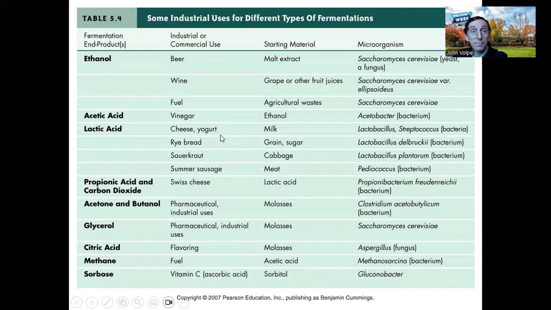Here's some table. You don't need to know it. The different types of fermentation reactions. The starting material, you don't need to know that. There's Swiss cheese production right there. And the bacterium, you don't need to know that. Just an interesting table, I guess. This is interesting, and that is you can use this one to make vitamin C.